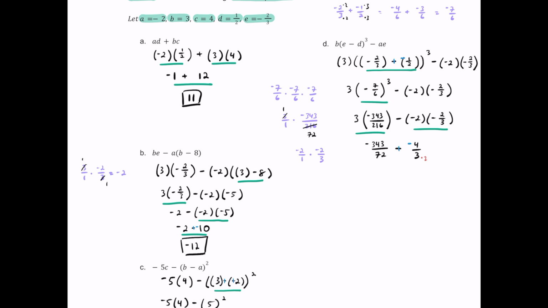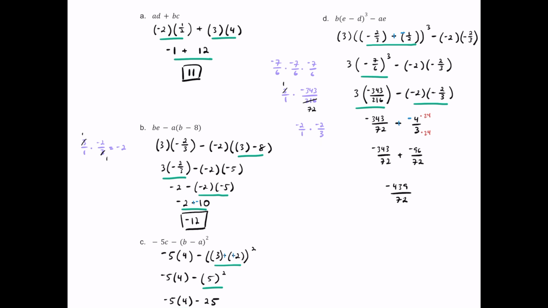Just to make these a little bit easier, I know 3 times 24 is 72. And so if we go ahead and do that, I'll take this negative 343 over 72 plus, and this should be negative 96 over 72. And so 96 plus 343, since they're both negative, we're just adding. So it can be negative 439 over 72.